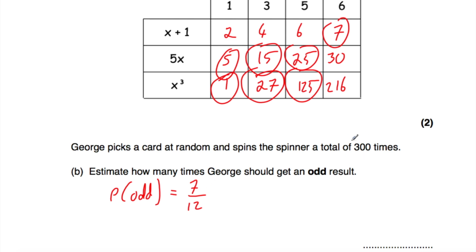Now he does this 300 times. So if we take the probability, the 7 twelfths, and we multiply that by 300, that'll tell us how many times he would expect to get an odd result. So on our calculator, we can just do 7 twelfths times 300, and that's equal to 175. Or if this was a non-calculator question, you could work out 7 twelfths of 300. So you divide by the bottom and times by the top, and again, you would get 175. So how many odd results should George expect to get if he does this 300 times? The answer should be 175. And that's it.